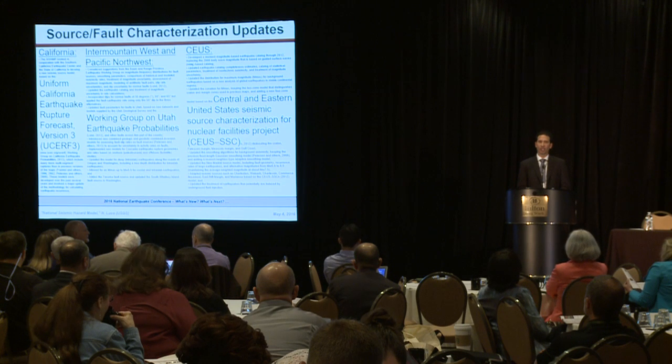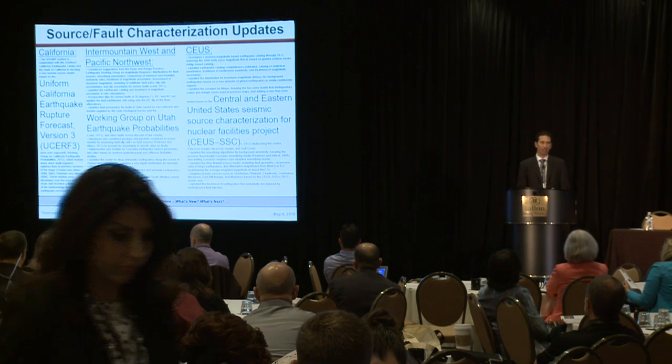In the Intermountain West and the Pacific Northwest, there were a lot of improvements made. Each of these bullets is an improvement. I'll mention the working group on Utah earthquake probabilities that brought new data to the problem and new analysis of that data. So much that, in fact, the Wasatch Front in Utah around Salt Lake City is probably one of the places where we have the most data about earthquake recurrence.